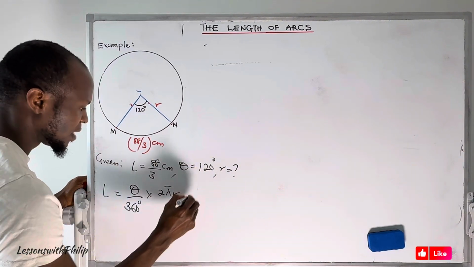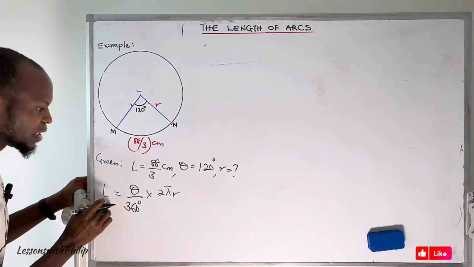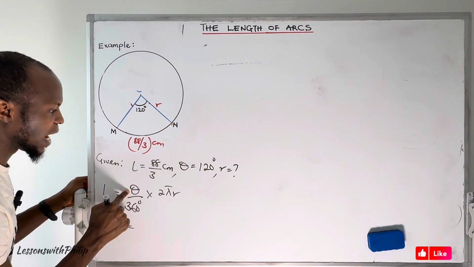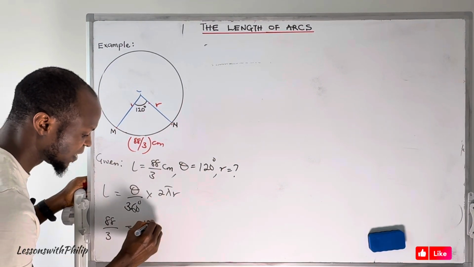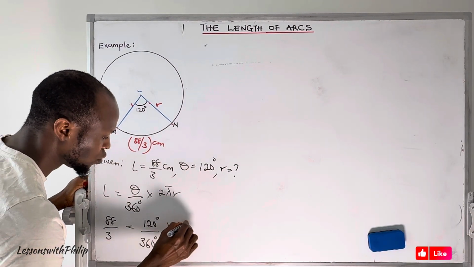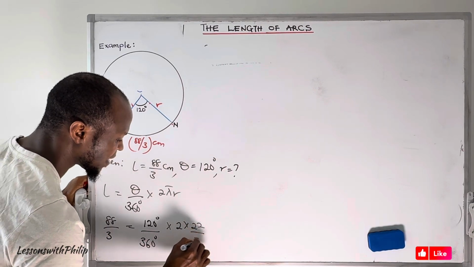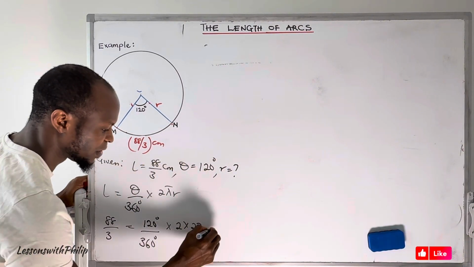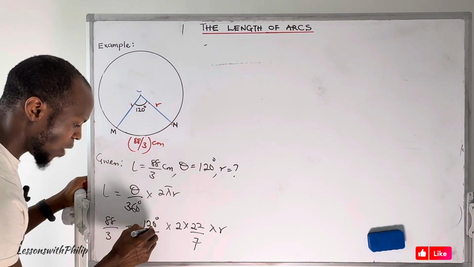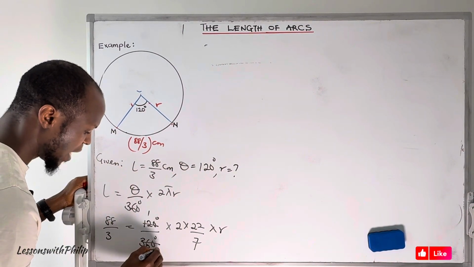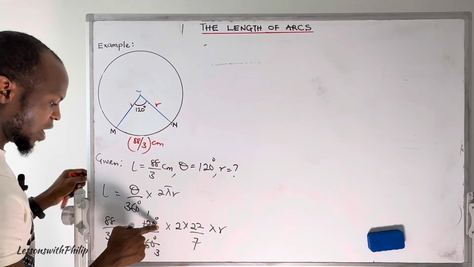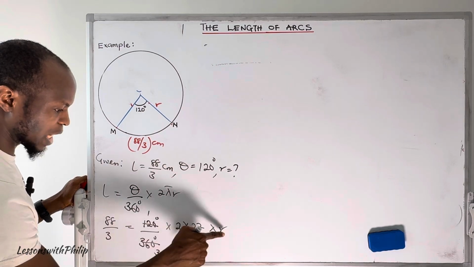In this case, the length of an arc has been given to be 88 over 3, and our theta has been given to be 120 degrees divided by 360 degrees, multiplied by 2 times 22 over 7. Our pi is 22 over 7, and our radius is what we don't know. Now, 120 here 1, 120 here 3. What else can we divide here? Nothing. So we have 2 times 22 times r.